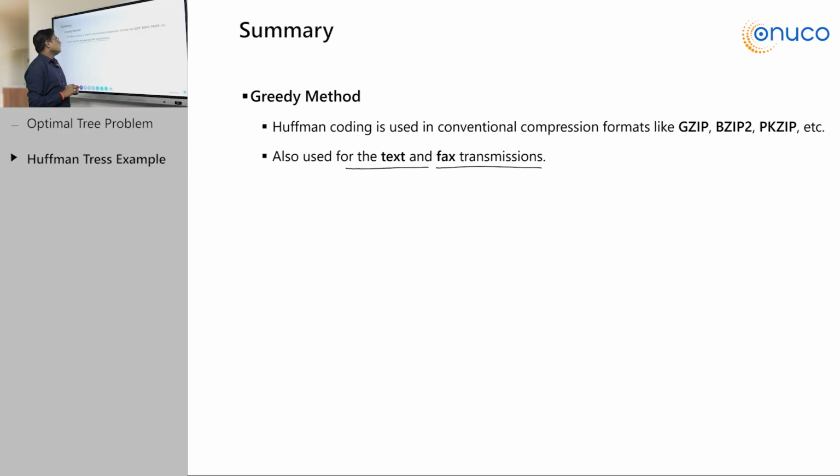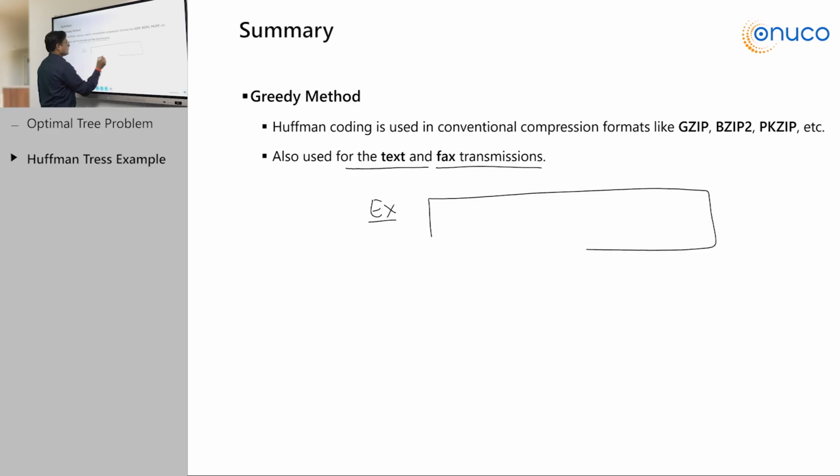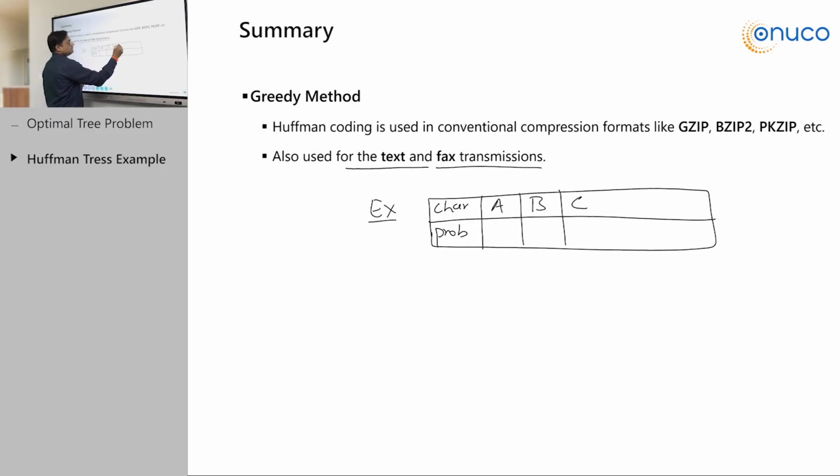Even we can solve the problem of Huffman coding based on examples. Say we have characters and we have the probability of each character. Say we have A, B, C, D and a hyphen.